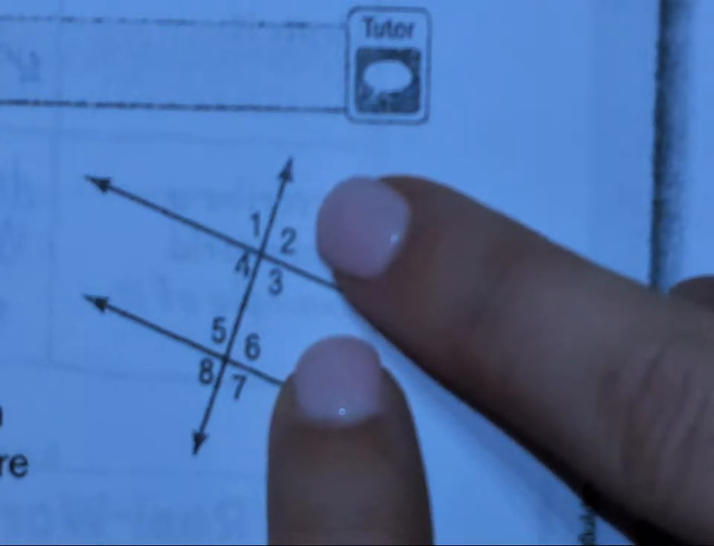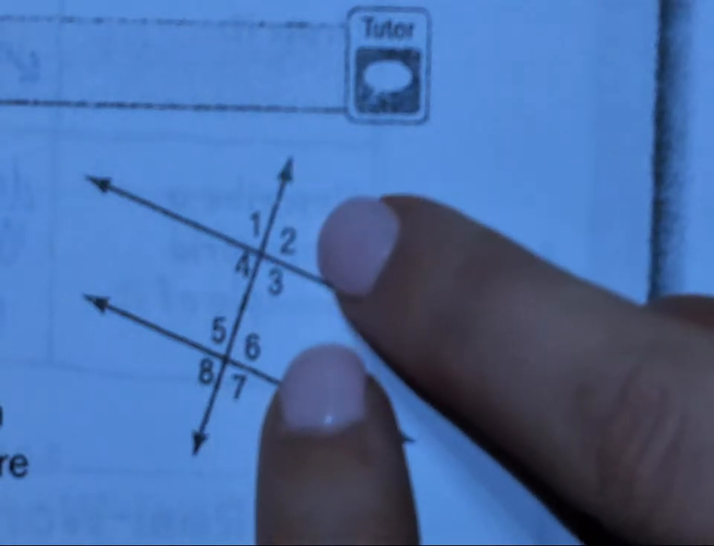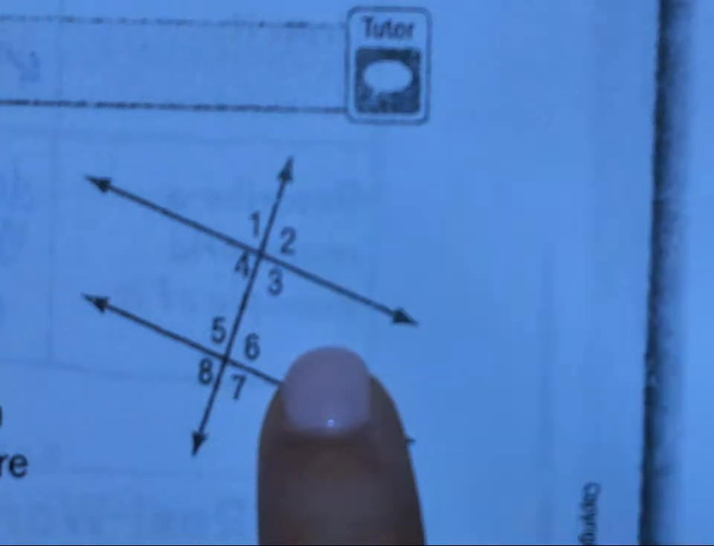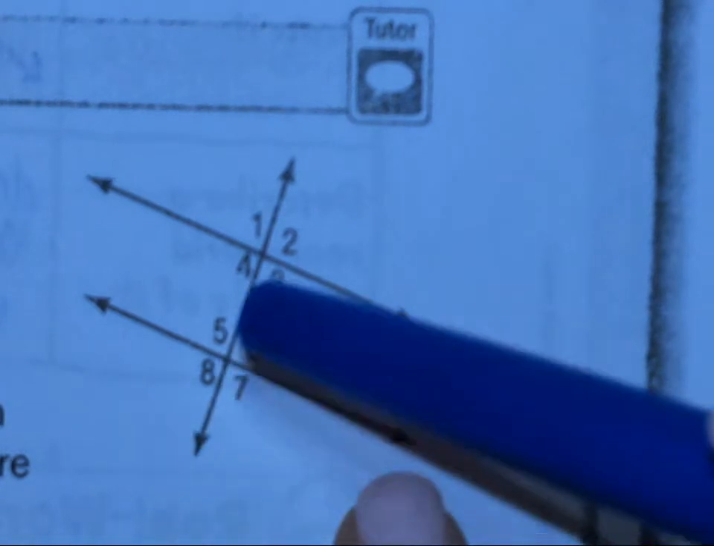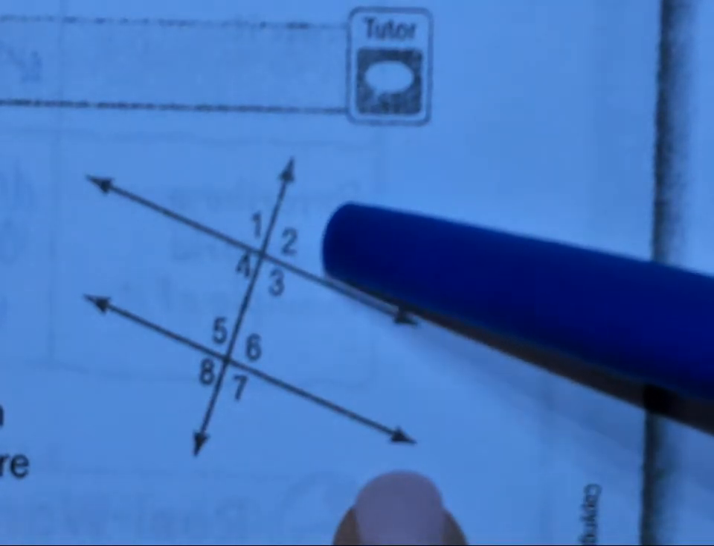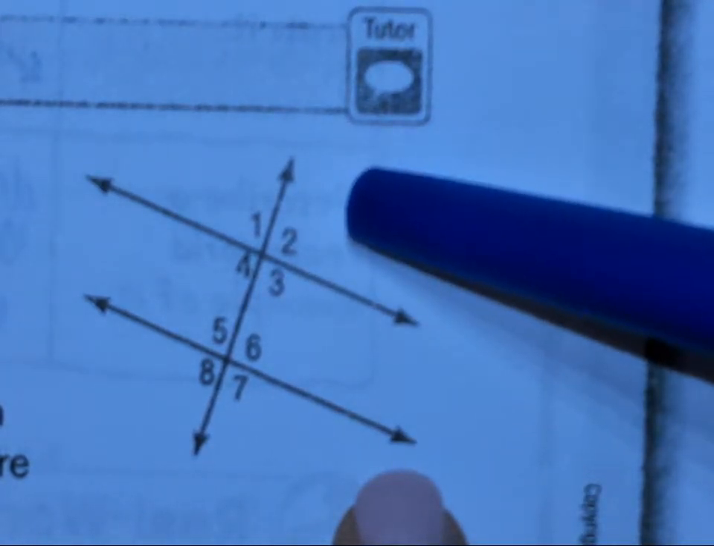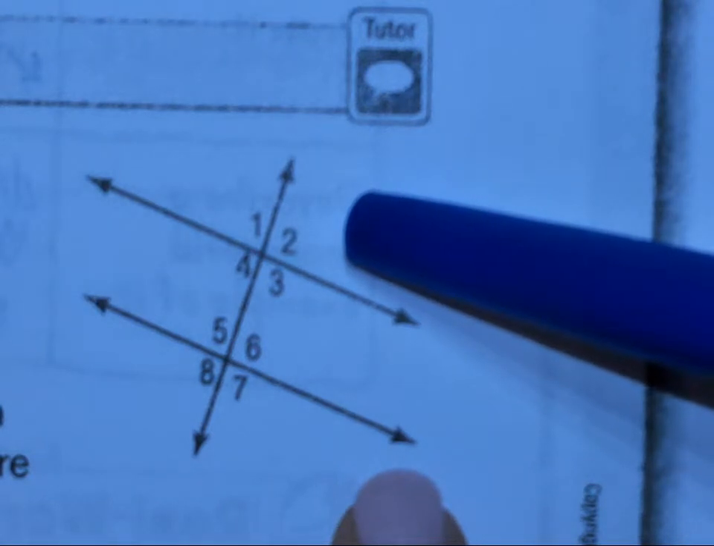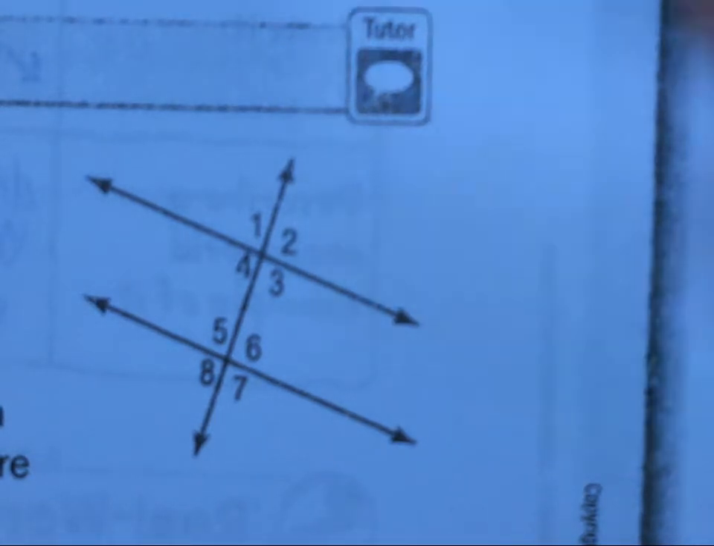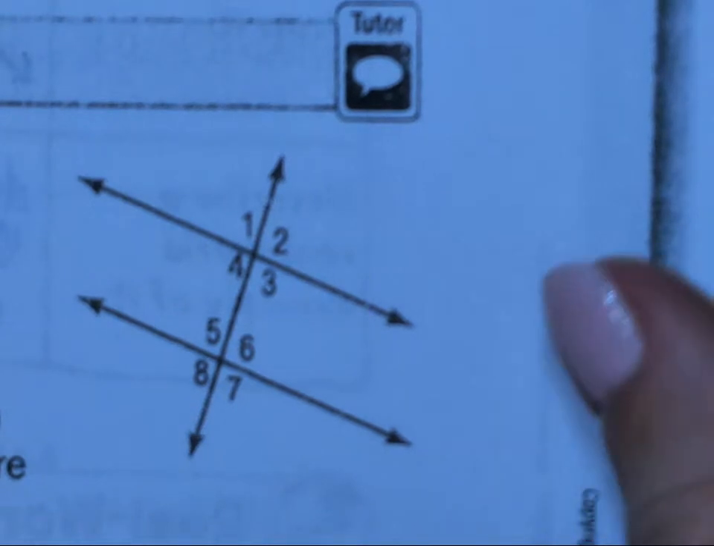Congruent corresponding? Corresponding, yeah. They're corresponding angles. So remember, if I cut that in two right there and I place them right on top of each other, 2 and 6 would be in the same exact spot. So those are corresponding angles. Questions on that?